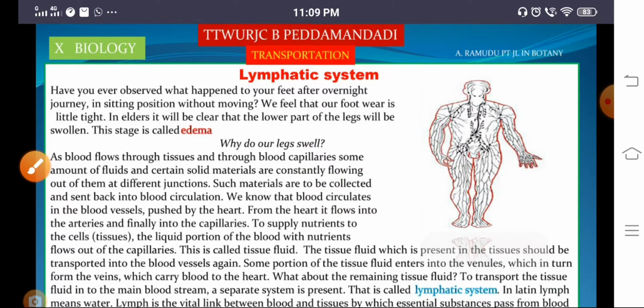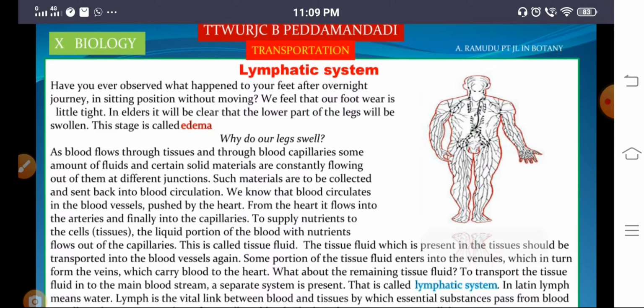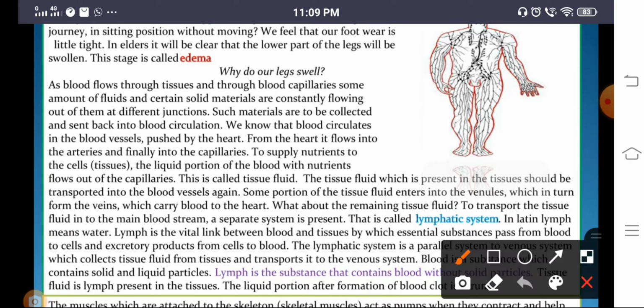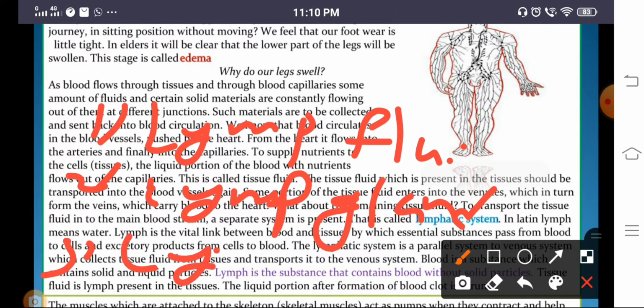So here, the lymphatic system consists of how many parts? Three parts. Number one, lymph fluid. Number two, lymph gland. Number three, lymph vessels. So the lymphatic system consists of lymph fluid, lymph glands, and lymph vessels.